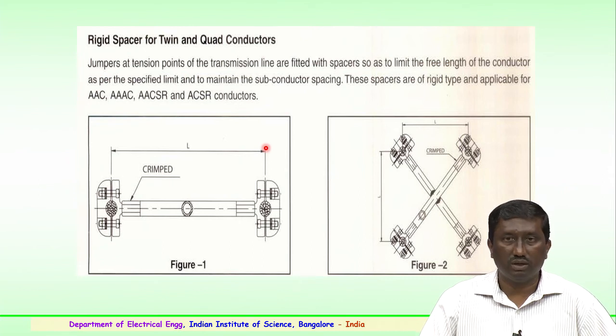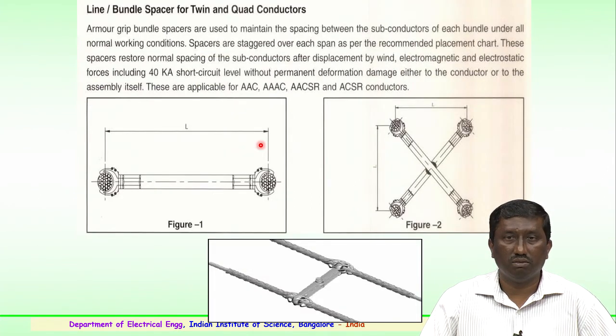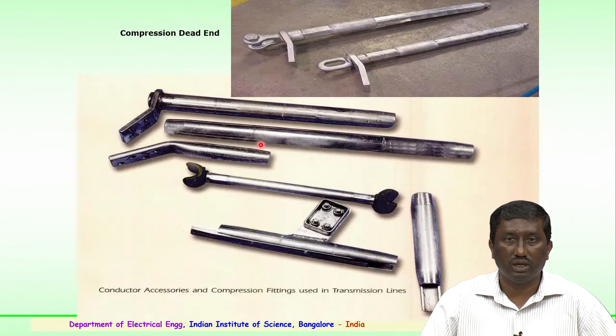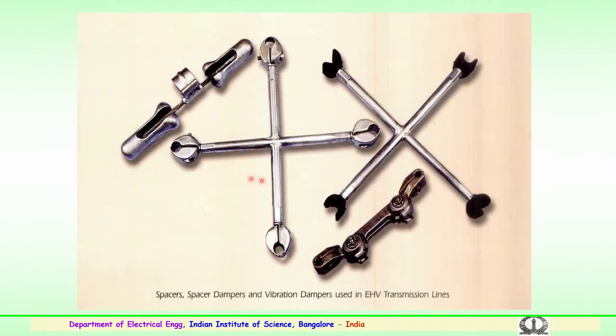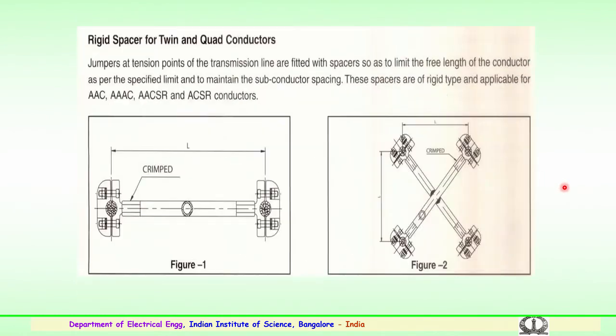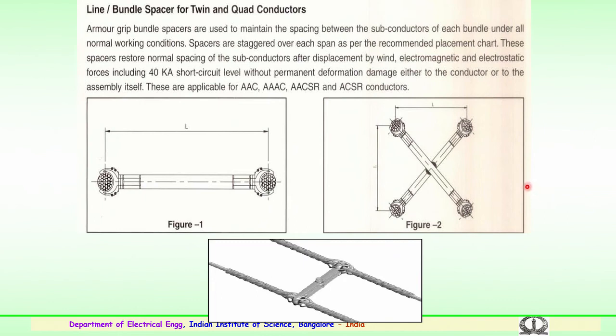We have seen these spacers here again. So, these are the various spacers in case of quadruple conductors. Rigid spacers for quadruple conductors are these. So, line or bundle spacers for twin and quadruple conductors, with a similar spacing of 450 mm. You have the 4 conductor spacer, that is a quadruple. In case of 2 conductors, it is a twin type of conductor spacer.